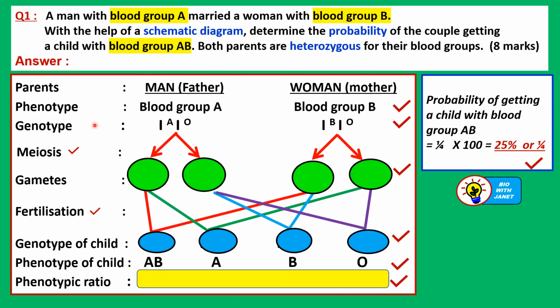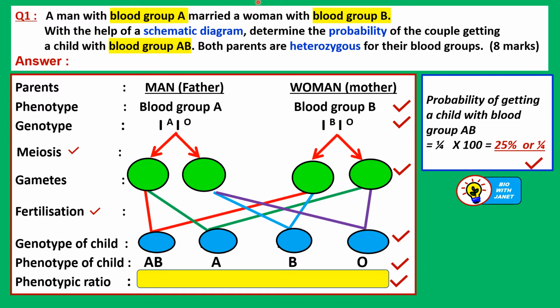Now let's go on to the questions, which are important for SPM. Okay, it can be asked in the essay section or even in the structured question. Let's look at the first question. A man with blood group A married a woman with blood group B. With the help of a schematic diagram, determine the probability of the couple getting a child with blood group AB. Now, both parents are heterozygous for their blood groups. 8 marks.